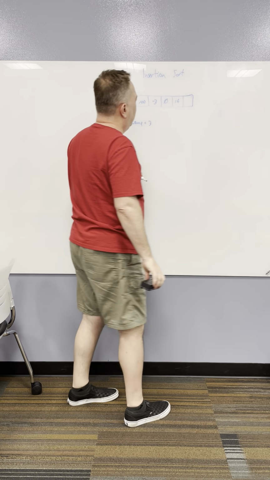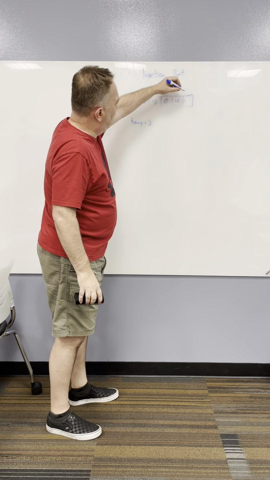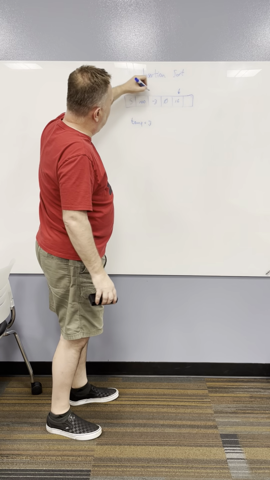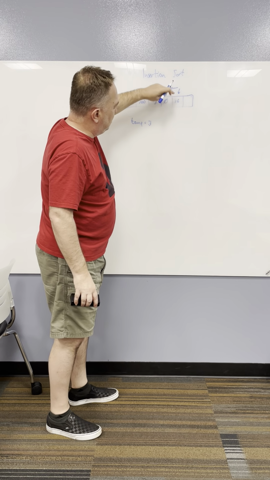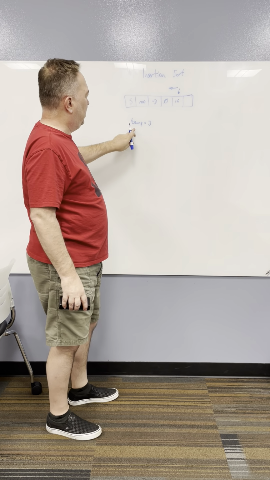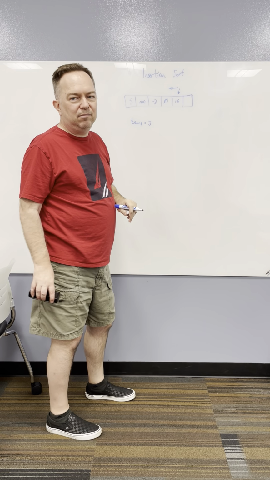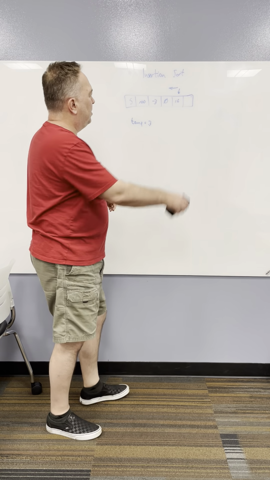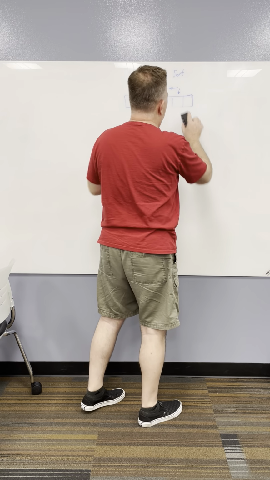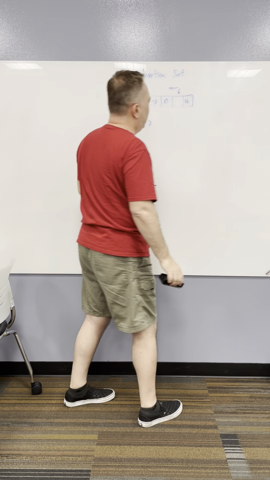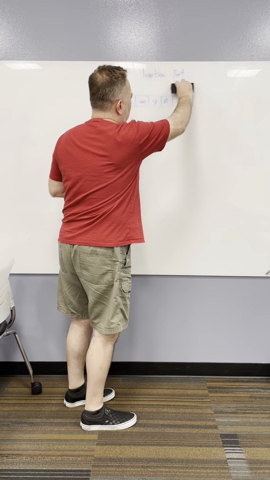Okay, so that's 3. And now we're pointing back, going back this way. So now we're pointing at this box. Is 3 less than 16? Yes, it is. So then we're going to move the 16 over here to that empty box. Now we go back over here.